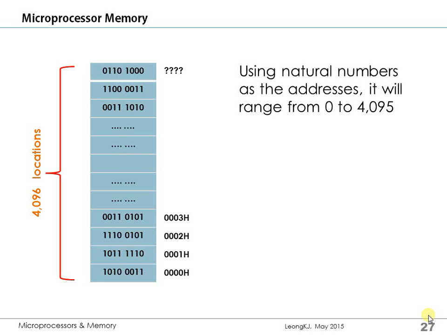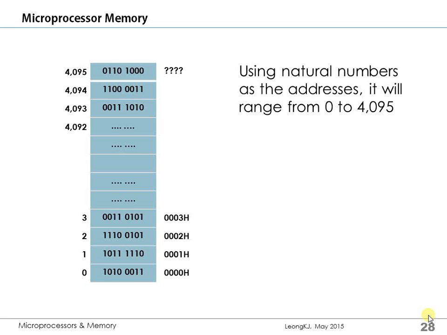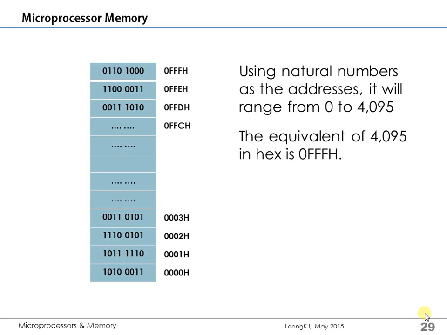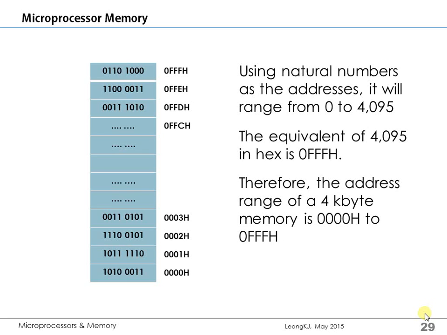Using natural numbers as the addresses, it will range from 0 to 4095. The equivalent of 4095 in hex is 0FFF. You can do this conversion using a calculator with number-based conversion. Therefore, the address range of a 4 kilobyte memory is 0000 to 0FFF.